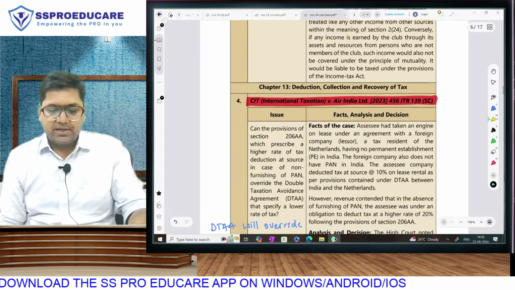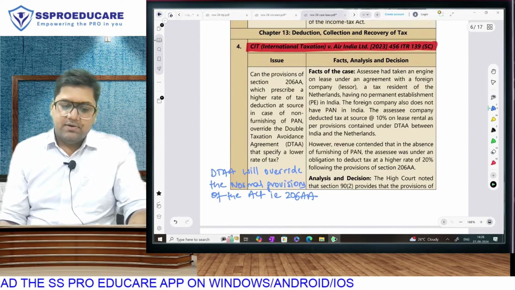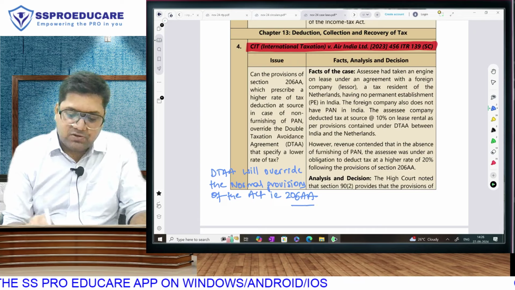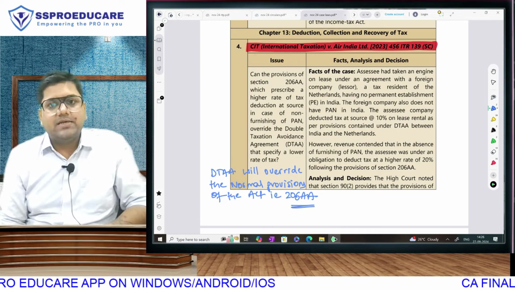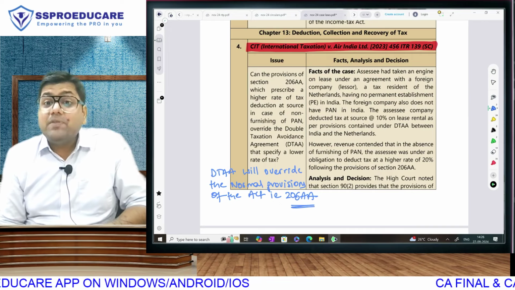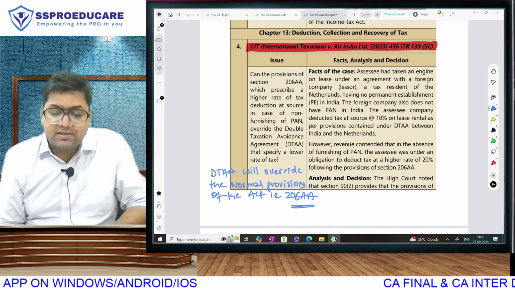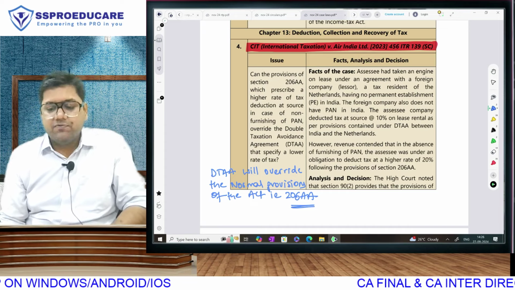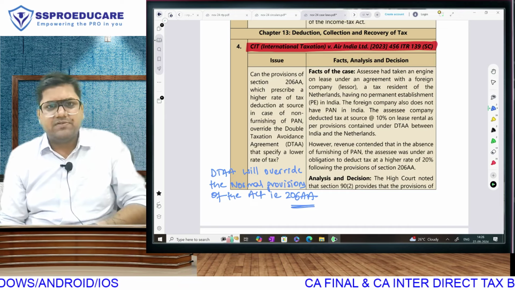Let's go ahead. Next, Air India's case law. So, basically the case law is with respect to the provision of section 206AA. Normally on rent, the TDS applicable is 10%. But if the payee does not furnish PAN, then the TDS will become a higher rate of 20%. We are aware of that. 206AA says the actual rate or 20%, whichever is higher.